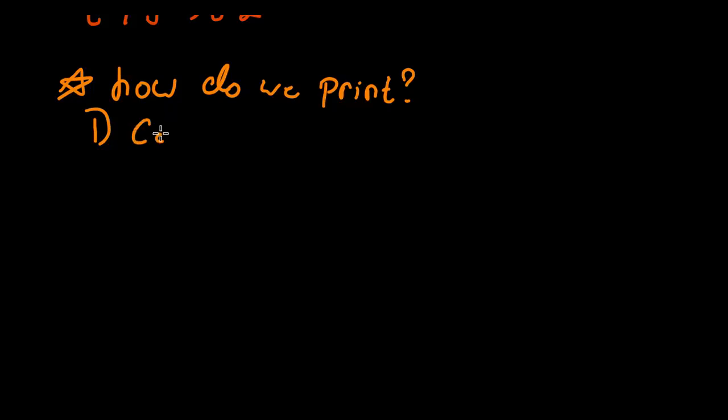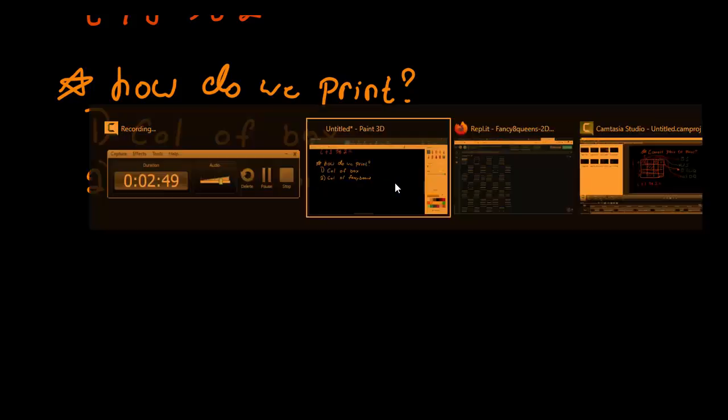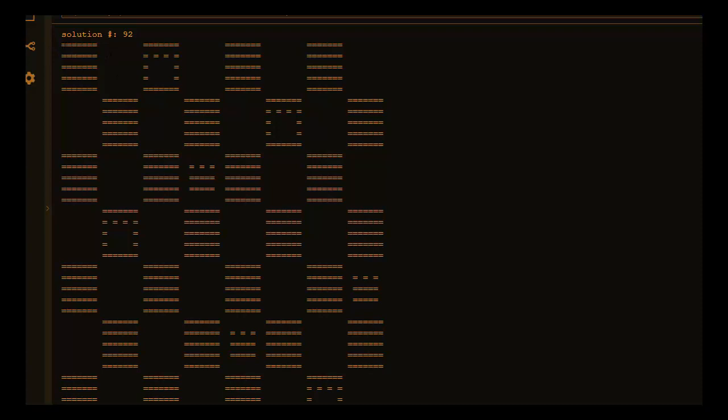first do column by column of the box, right? That's the first thing we want to do. We want to do all the columns of the box to get to the end of the row. Then we want to move to the column of the fancy board, right? So we want to do all the columns of the box, then move on to the column of the board, then move to the next column of the board and do all the columns of that box.